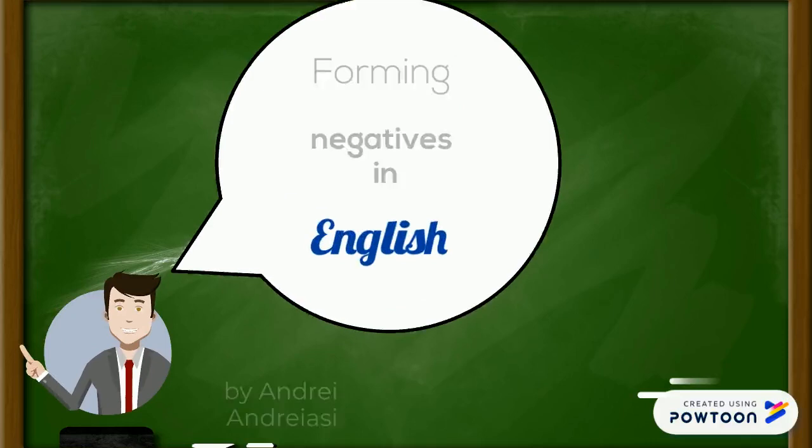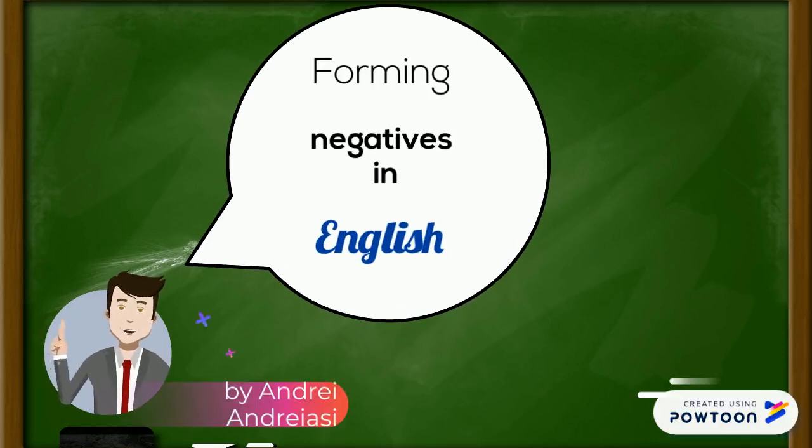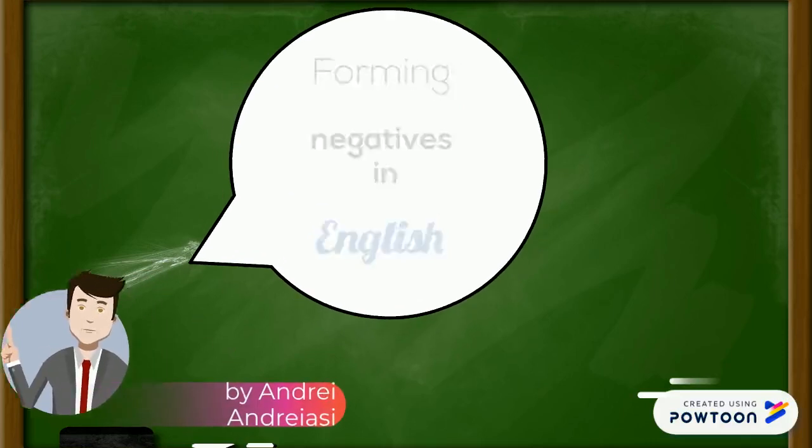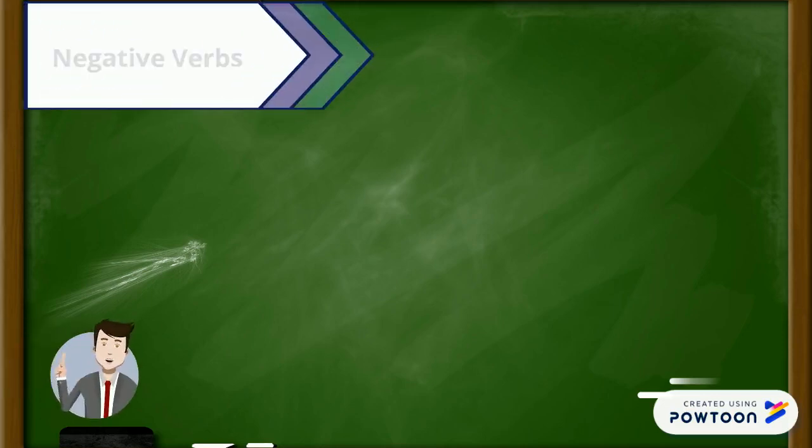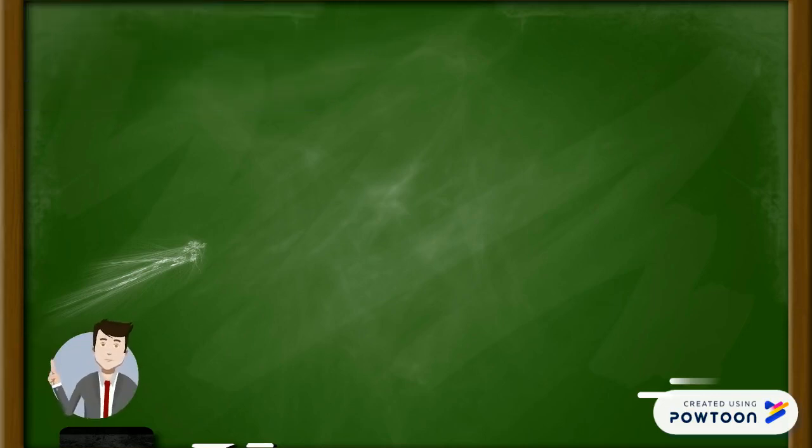Today we will review the formation of negative sentences and learn to adapt and use different negation structures. First off, let's take a look at negative verbs. Let's look at the verb to be.